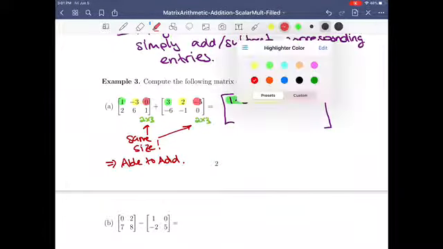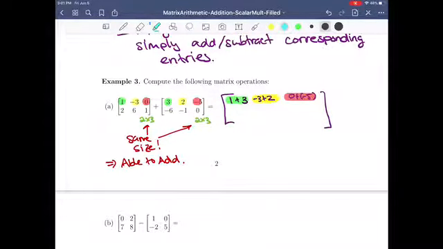Now I want to do the same thing with the second row. So the 2 plus the -6 is the first entry. And then I have the 6 and the -1 as my second entry.